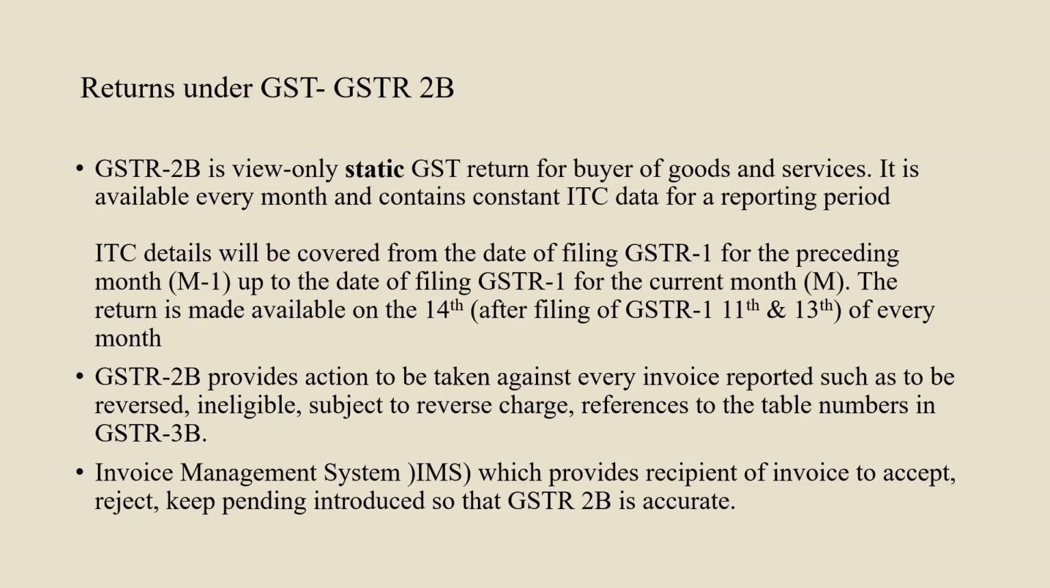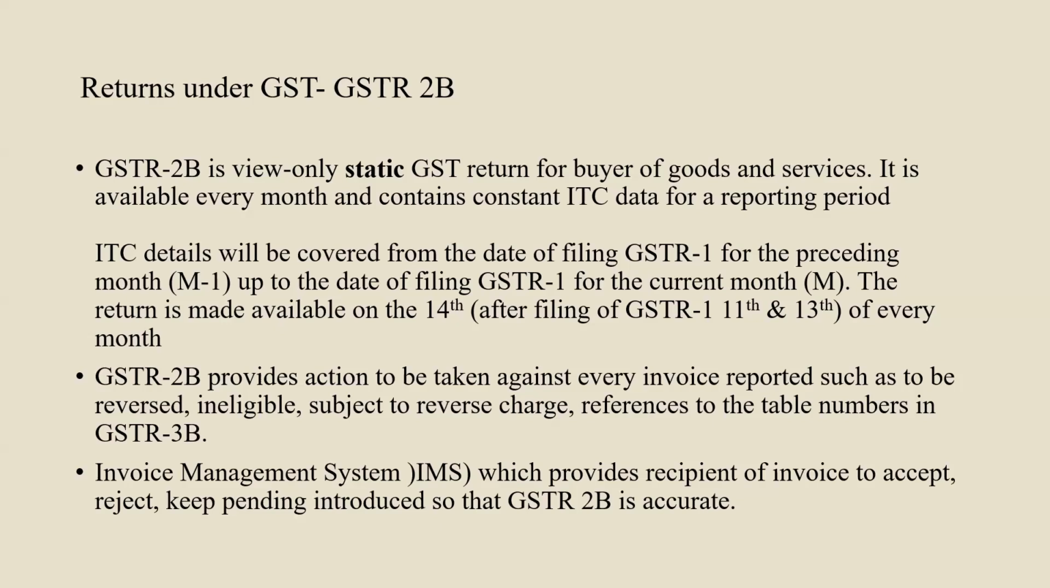I'm not reading out any other thing. There is this invoice management system. There is a possibility where the buyer, if he finds any fault, just for your information, can reject that and say, well, this invoice is not correct, please correct it, to the seller. That facility is there. That's called the IMS. So 2B also provides an action to be taken. While 2A is read only and you cannot do much, 2B gives you action points in terms of rejecting or accepting.